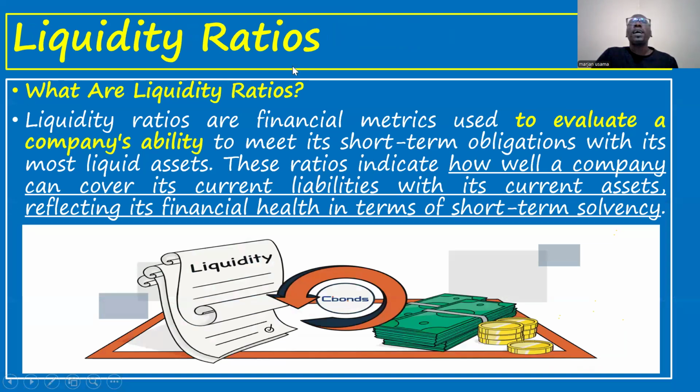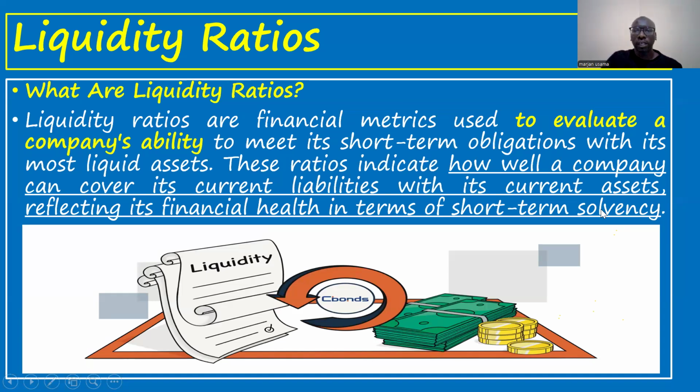Now, what are liquidity ratios? In an exam, you can be asked, what are liquidity ratios? Liquidity ratios are financial metrics used to evaluate a company's ability to meet its short-term obligations with its most liquid assets. These ratios indicate how well a company can cover its current liabilities with its current assets, reflecting its financial health in terms of short-term solvency.